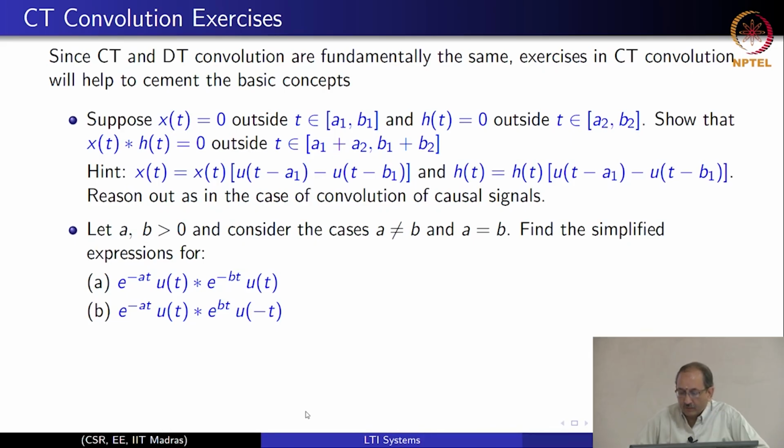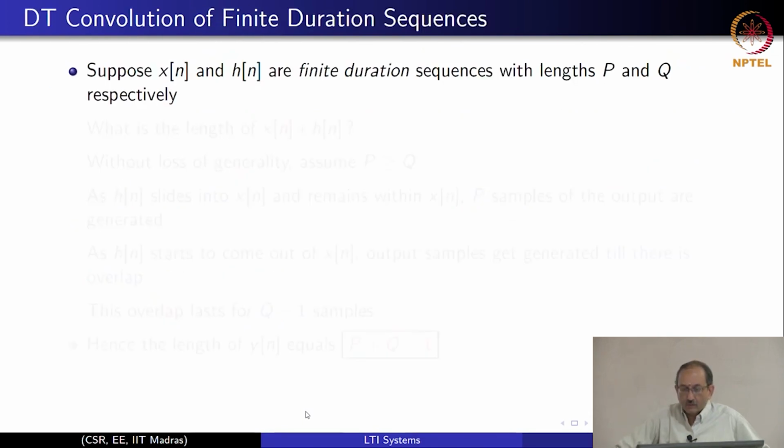These are some of the exercises in continuous time that you need to be comfortable with. In particular, convolution of a causal sequence and an anti-causal sequence: when you are doing the algebraic calculation, you should be able to fix the limits and get the output for all values of shifts. So that is very important. Okay, so let us continue with this.